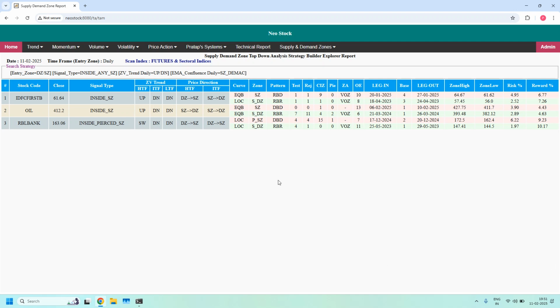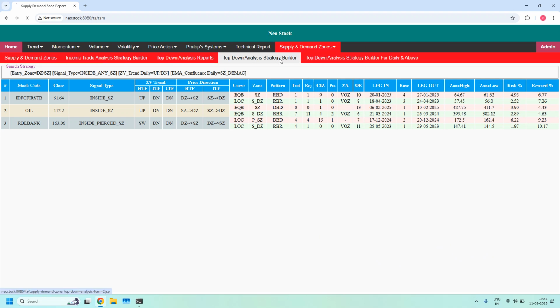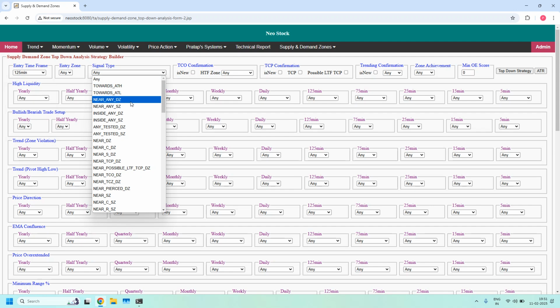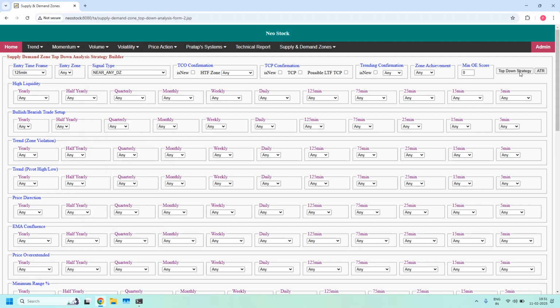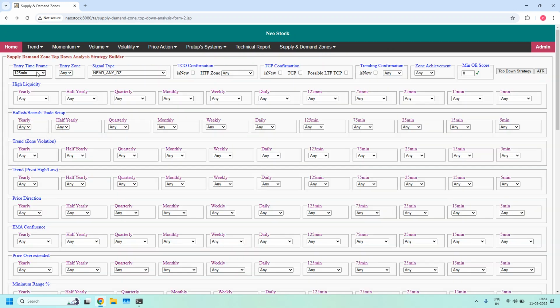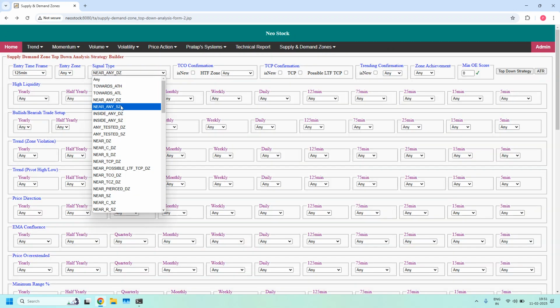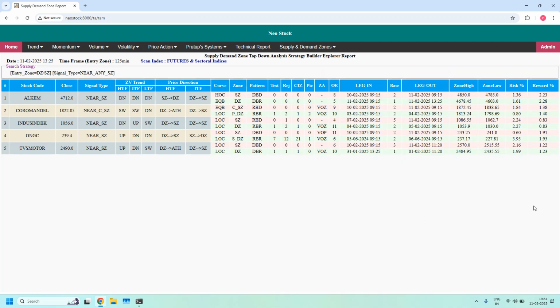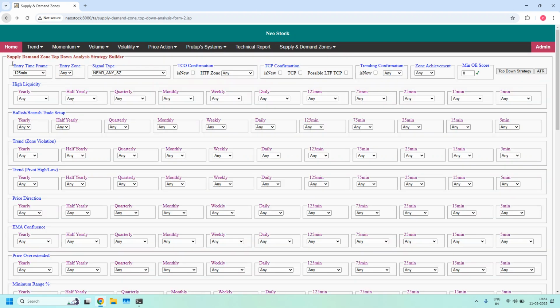Next time frame is 125 minutes time frame. Stocks near 125 minutes demand zone, we got 11 stocks. Next 125 minutes time frame, stocks near 125 minutes supply zone, we got 5 stocks. Okay, next time frame is 75 minutes.